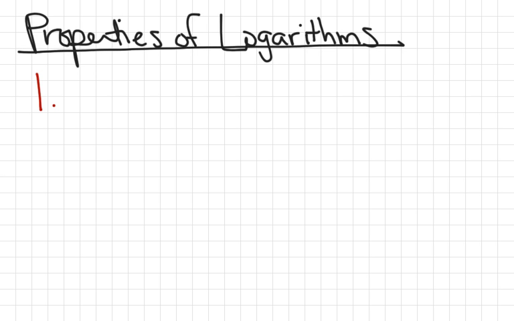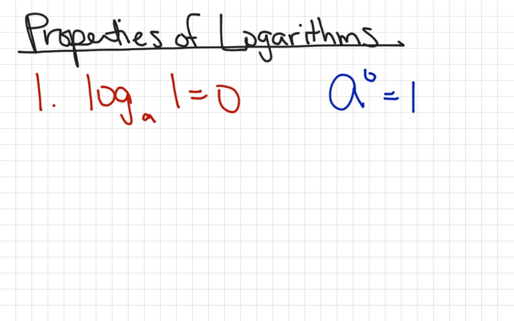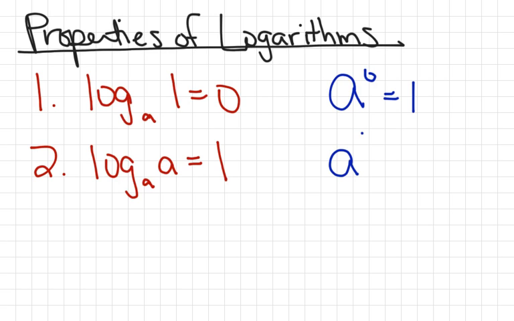The first property is that the log base a of 1 is equal to 0. The reason that's true is because if you rewrite it in exponential form, you get a to the 0 equals 1. Anything to the 0 power is 1. The second property is the log base a of a equals 1. That's because if you rewrite it in exponential form, you get a to the first power equals a.